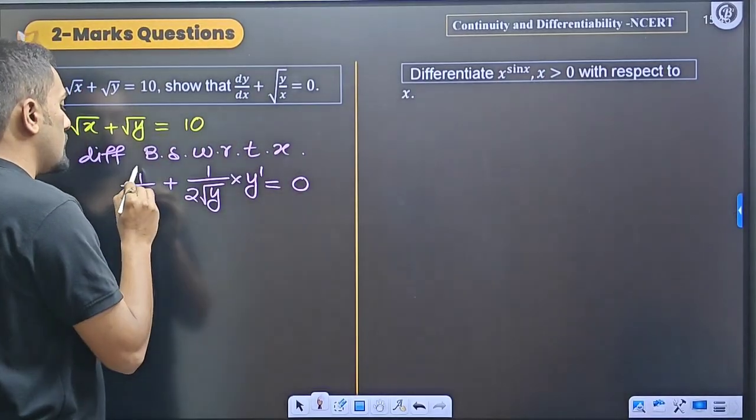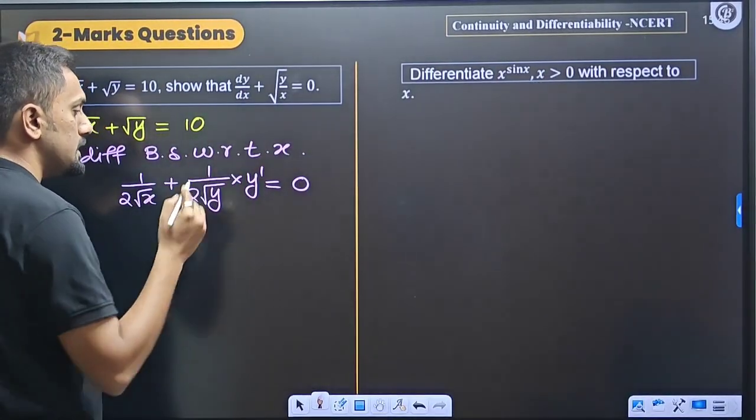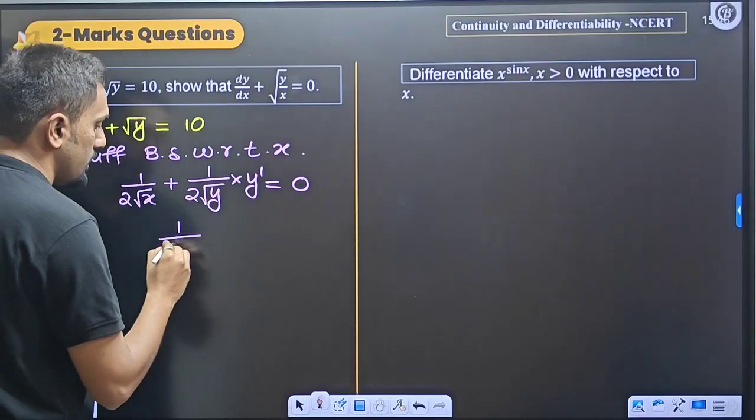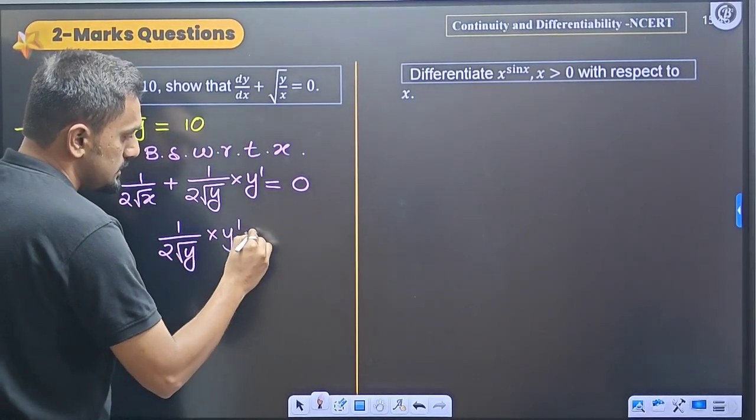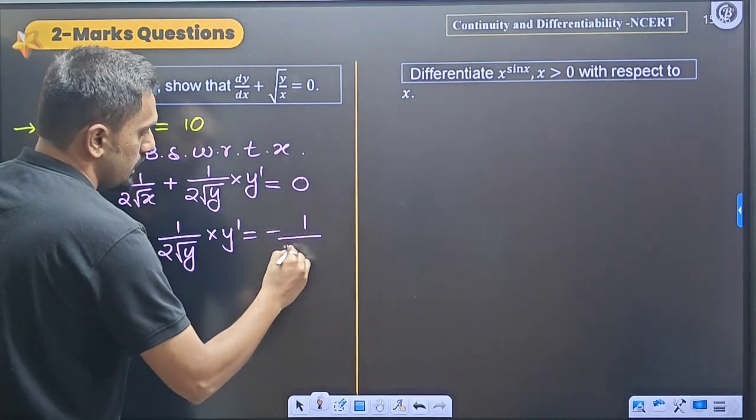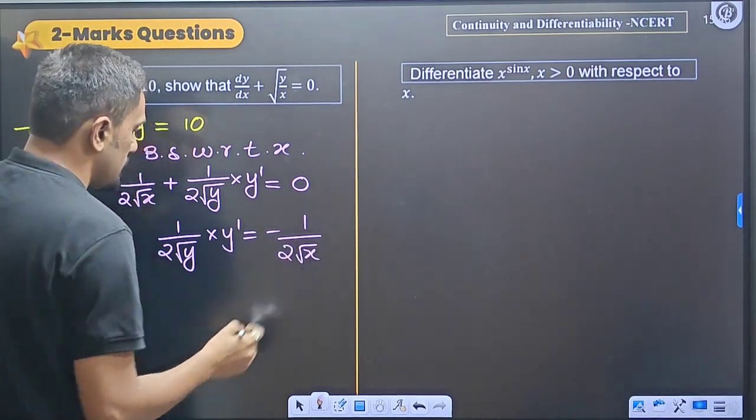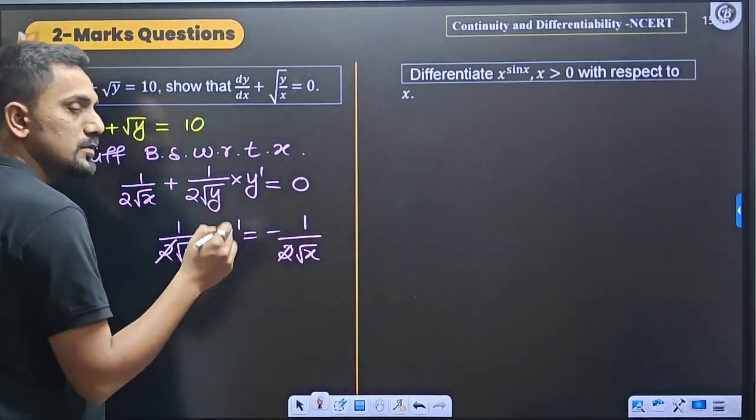If I shift this 1 by 2 root x to the right side, then it becomes 1 divided by 2 root y multiplied by y dash is equals to minus 1 divided by 2 root x. Cancel 2 and 2.